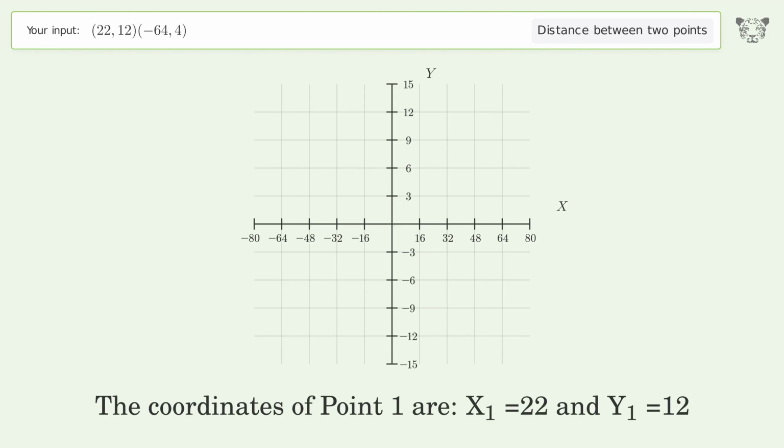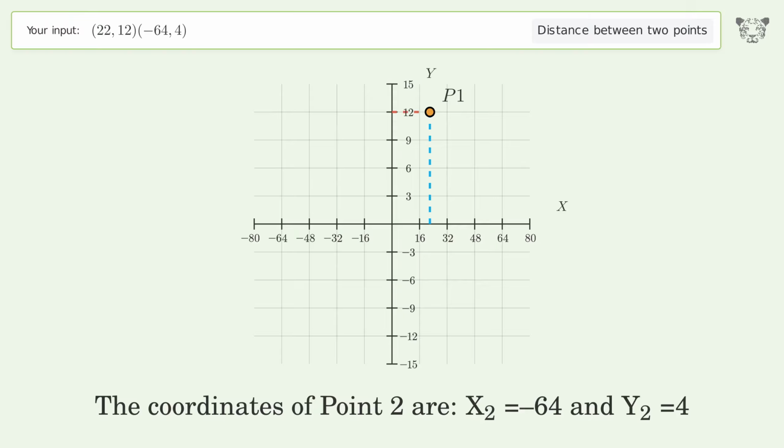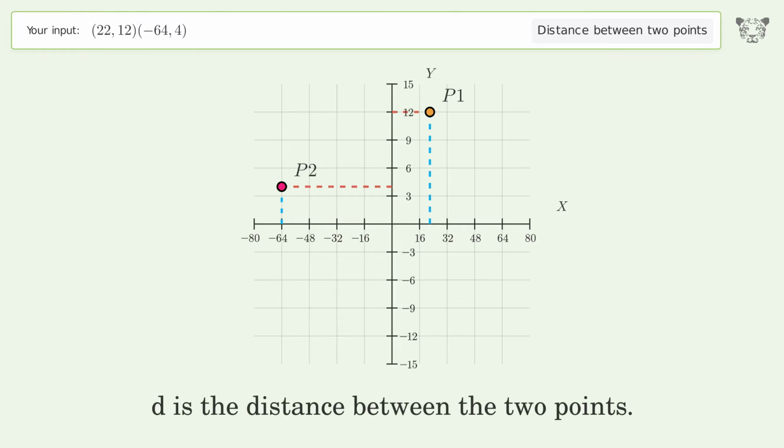The coordinates of point 1 are x1 equals 22 and y1 equals 12. The coordinates of point 2 are x2 equals negative 64 and y2 equals 4. D is the distance between the 2 points.